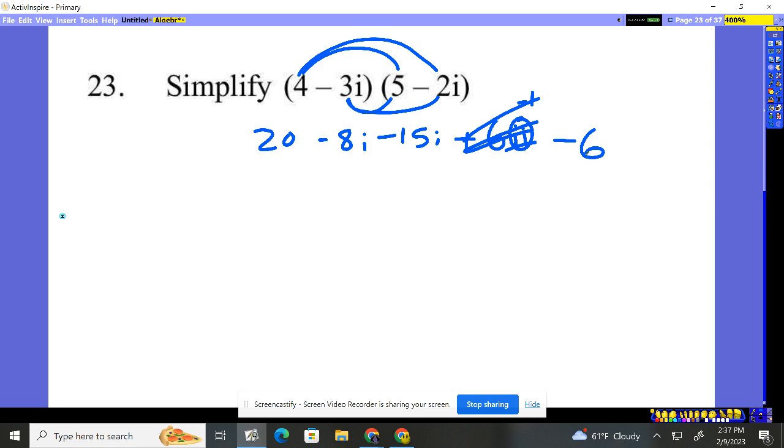Now, if we put our numbers together, 20 minus the 6 is 14. Negative 8i minus 15i is minus 22i. And there's your answer to 23. The key being that when I multiply this and this together, I'm going to get an i squared, which is going to be worth -1, and it's going to change the value of whatever sign you have right there.